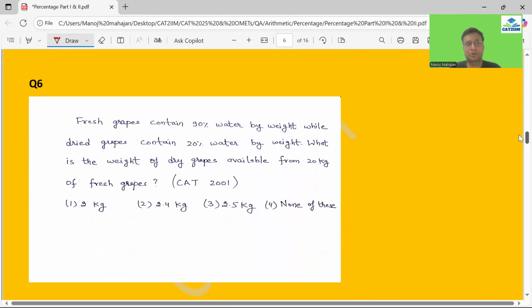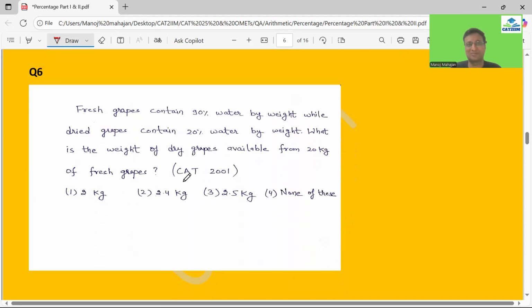Let's come to another problem on similar lines, and this appeared in CAT 2001. So we're going to use exactly the same approach. Before looking at the solution, you try on your own and then check whether you're able to apply the solution learned in question number 5. So fresh grapes contain 90% water by weight. So initially, water is 90%. So the solid part would have been 10%, 100 minus 90.